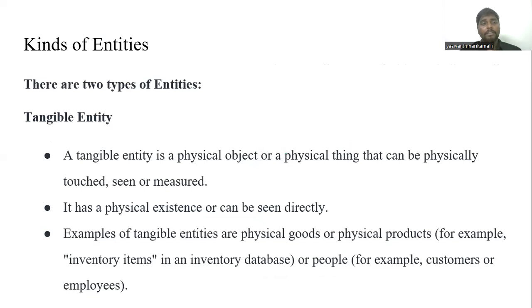Kinds of entity. There are basically two types of entities: one is a tangible entity, another is an intangible entity. What are tangible and intangible entities? We'll see. A tangible entity is a physical object or a physical thing that can be physically touched, seen, or measured. It has a physical existence or can be seen directly. We can have an example.